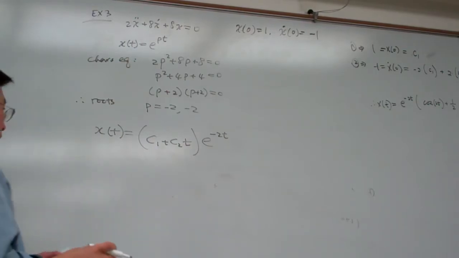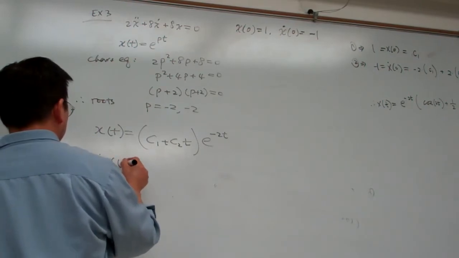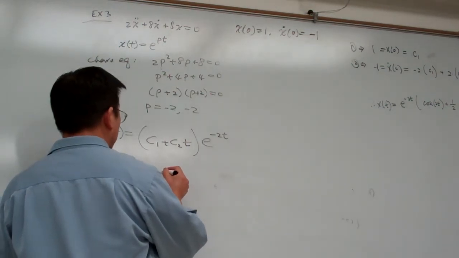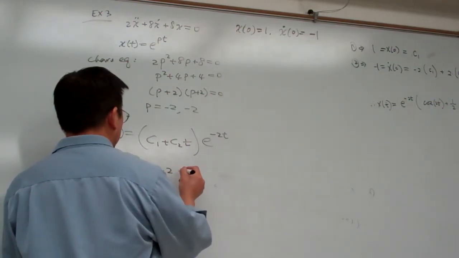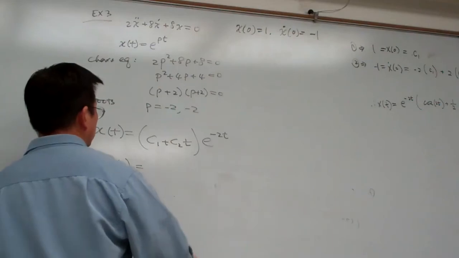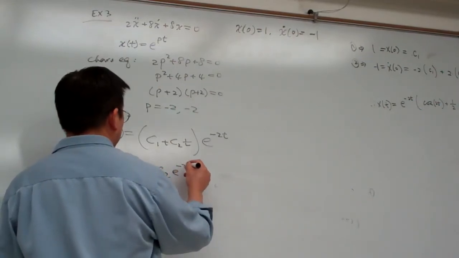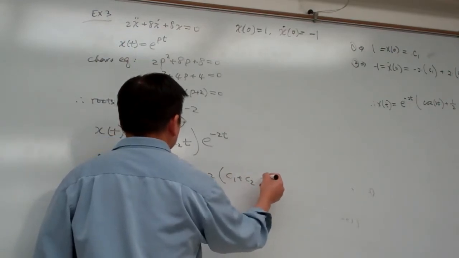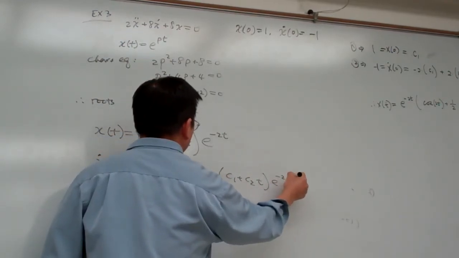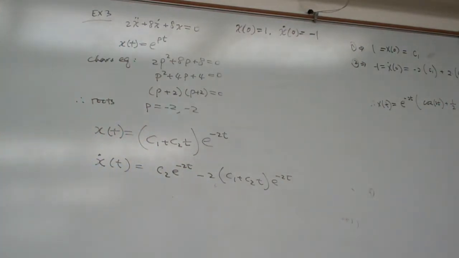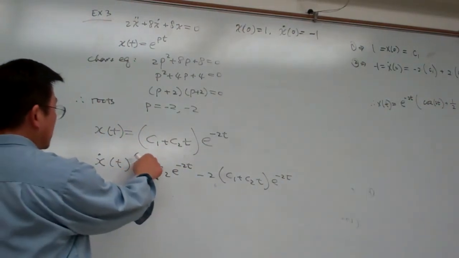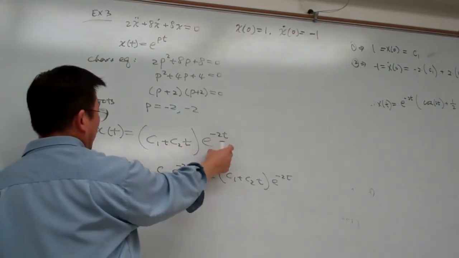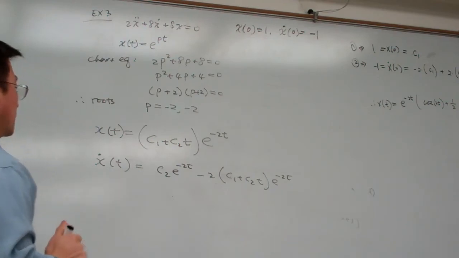Okay, so once we're down here, again, you can take the derivative, you can do the calculations, and that is minus 2 C2 e to the minus 2t, minus 2 (C1 plus C2 t). Okay, we get this ready. So I take the derivative on the first term, multiply with this, and then plus the derivative on the second term, multiply with this one.